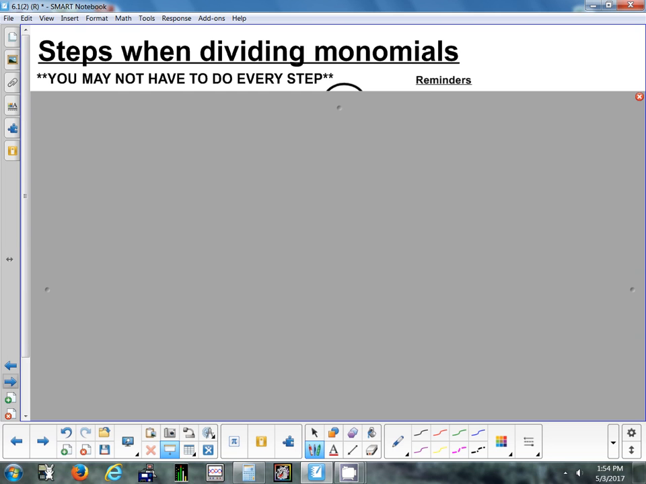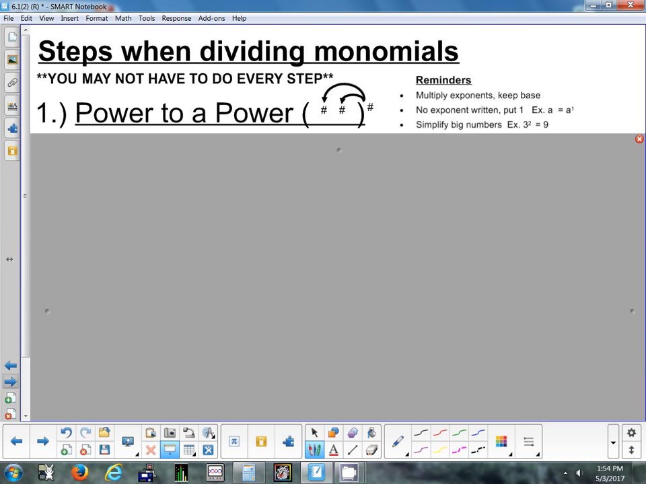All right? So first thing, we're going to check and see. We're going to have our division line. We're going to check and see if we have power to a power. So that means, like we covered yesterday, when I have the exponent on the outside at the end of the parentheses, I'm going to multiply it in. You might want to add to your notes, multiply. I'm going to multiply this exponent to all the exponents inside the parentheses. That's the first thing we look for.